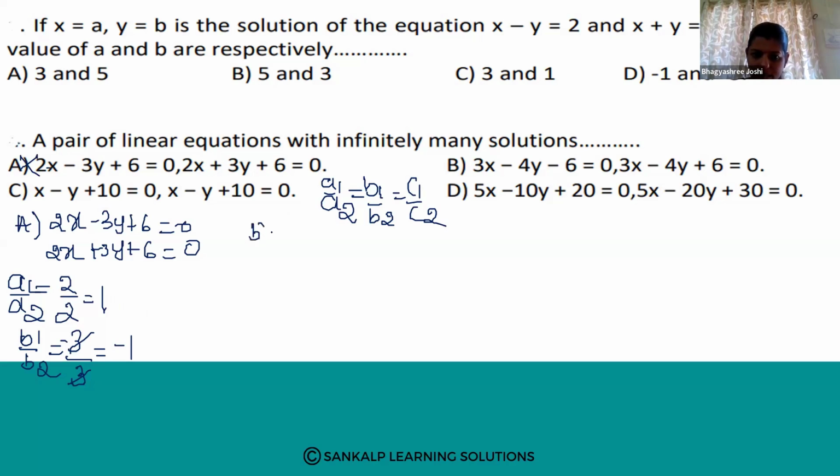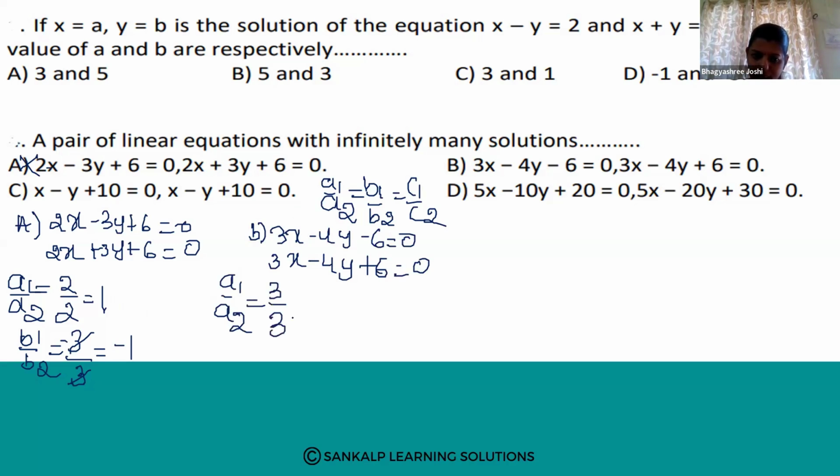That is option B: 3x minus 4y minus 6 is equal to 0 and 3x minus 4y plus 6 is equal to 0. A1 divided by A2, what you will have? A1 value is 3, A2 value is 3, 3 and 3 will get cancelled, you will get 1. Right. B1 divided by B2. B1 value is minus 4 and B2 value is also minus 4. 4 and 4 will get cancelled. Minus and minus will also get cancelled. So you will have 1.